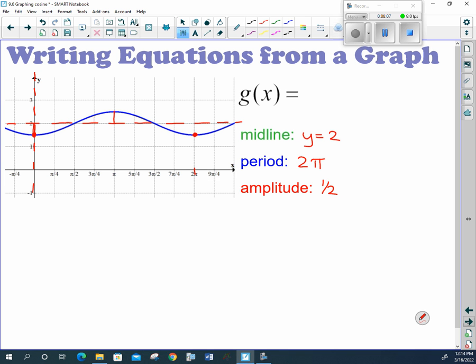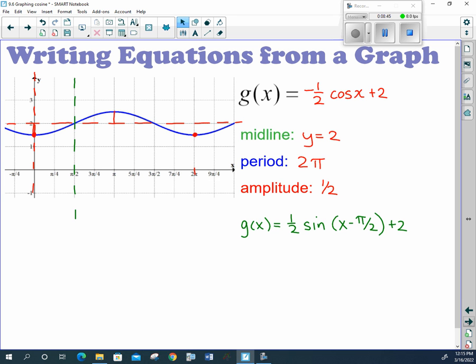So once again, this is a cosine curve. It's starting at a min and then going up, so I'm going to say negative 1/2 cosine x plus 2. And if you wanted to do the sine curve, you would have to shift it. So it would shift to here, and you would say g of x equals, amplitude still a half, the sine, and then you'd have to shift x minus pi over 2, and then plus 2.